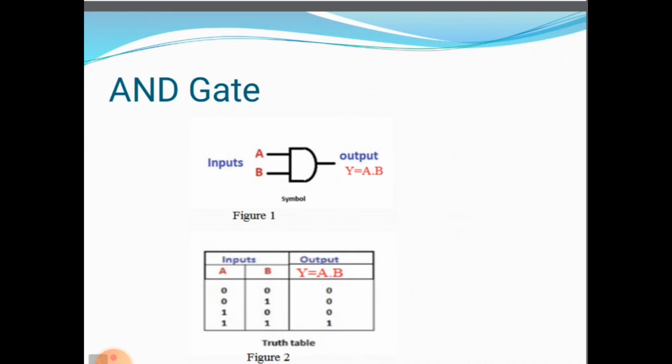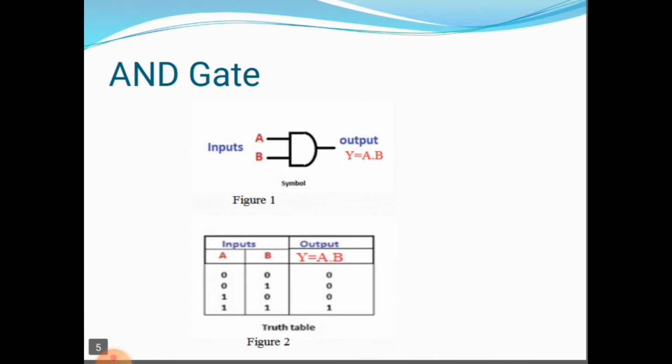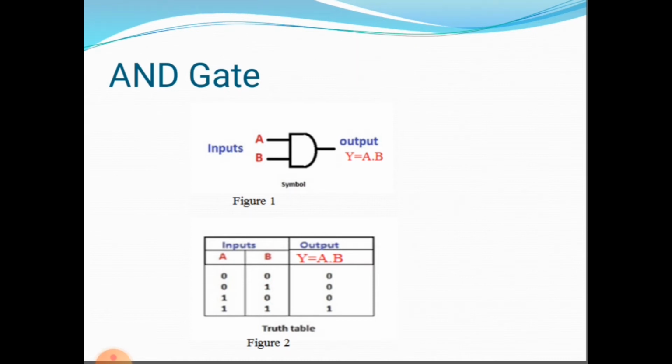First is AND gate. Figure 1 shows the logical symbol for an AND gate, and figure 2 shows the truth table for an AND gate. The output of an AND gate is 1 if and only if all the inputs are 1, or in other words, the output is high only when all the inputs are high. The gate which performs the AND operation is known as the AND gate. For the AND gate with two inputs A and B, the output is Y.